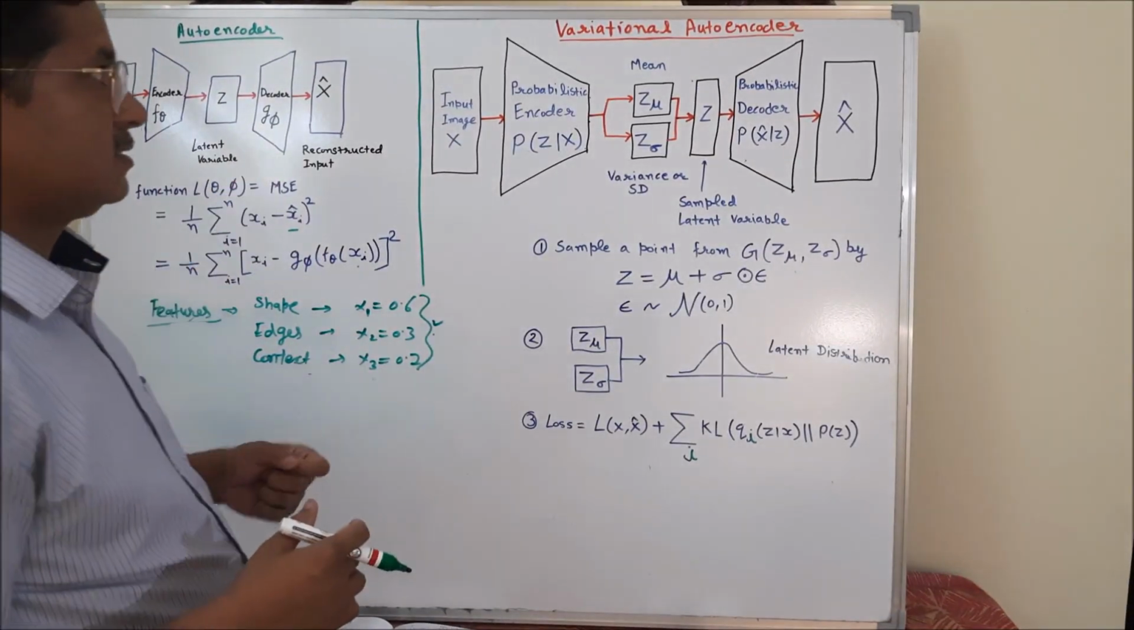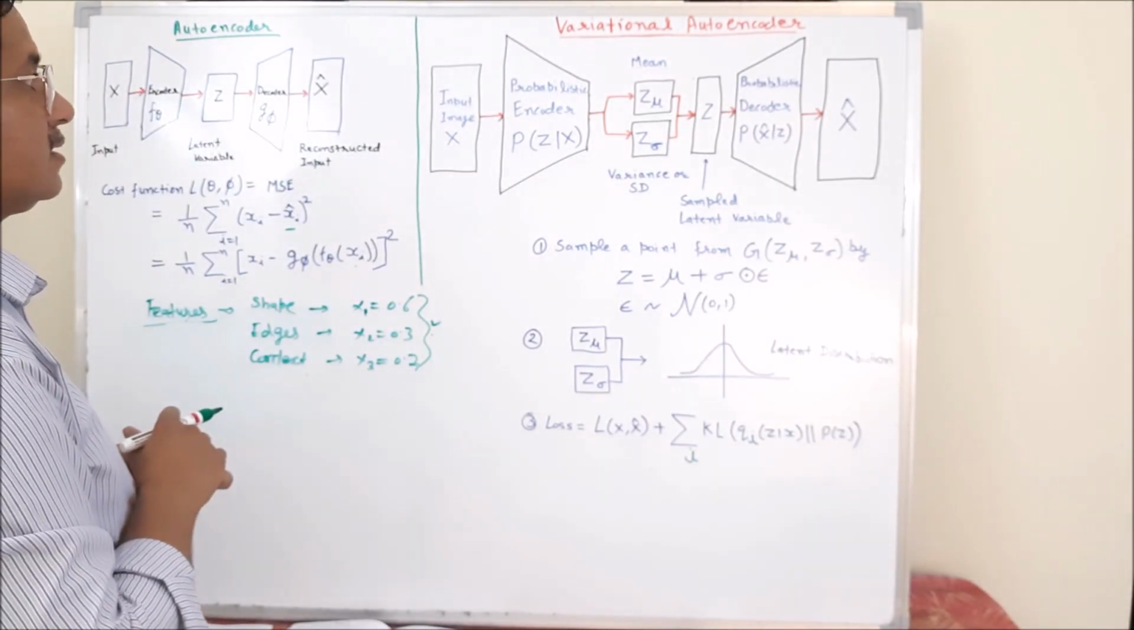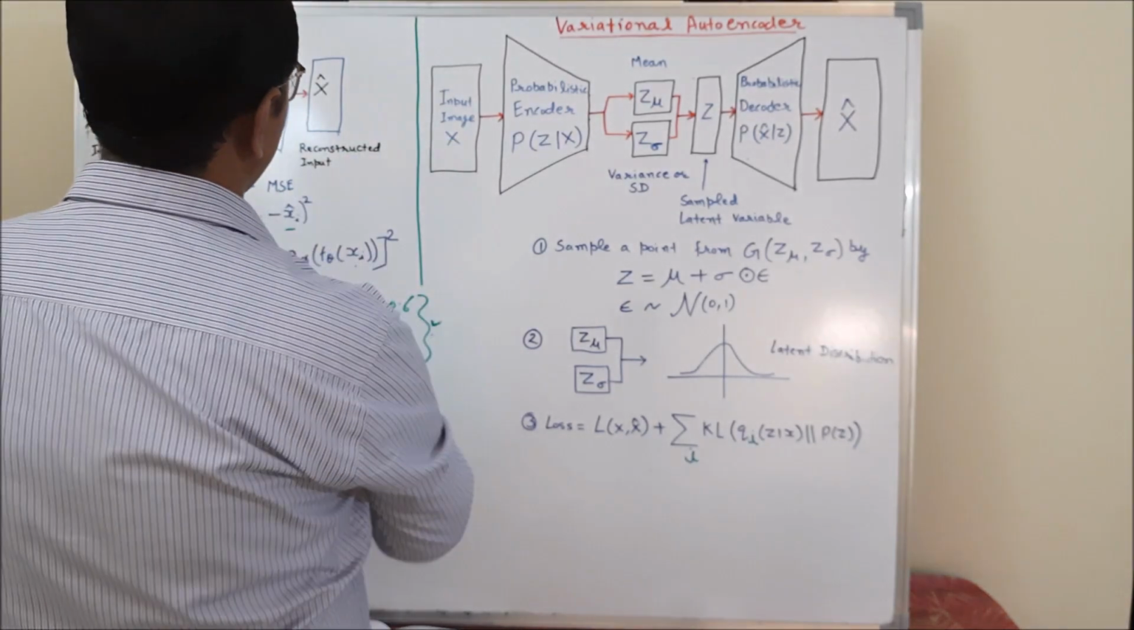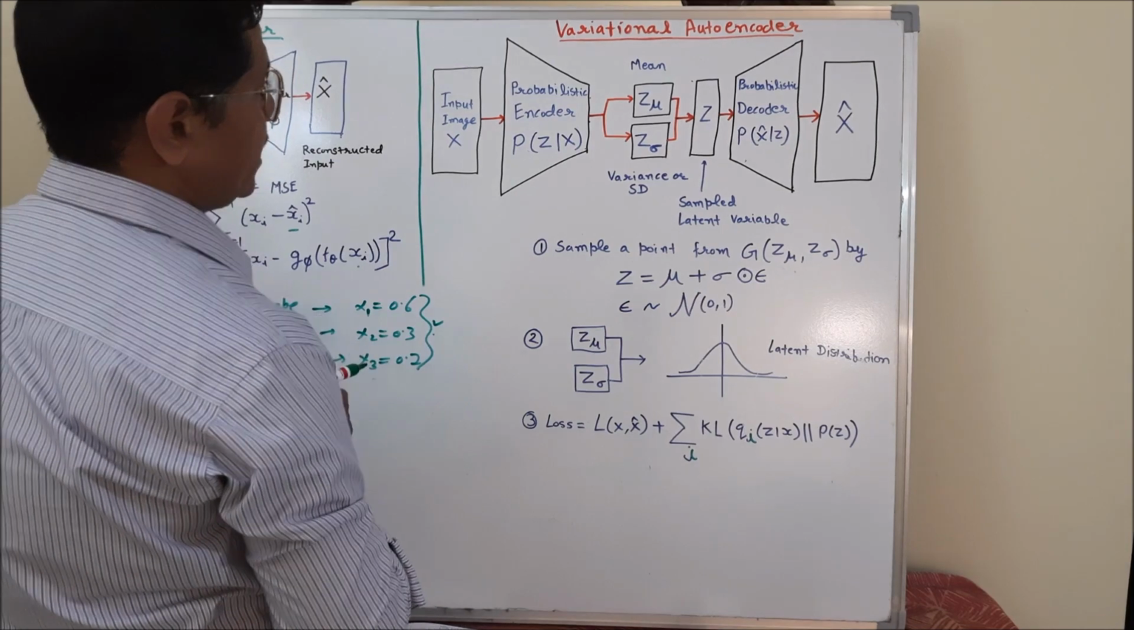Now we will try to understand how the variational autoencoder is different from the traditional autoencoder. So what happens in the variational autoencoder? We take the input images, because here everything is related to probability and everything.